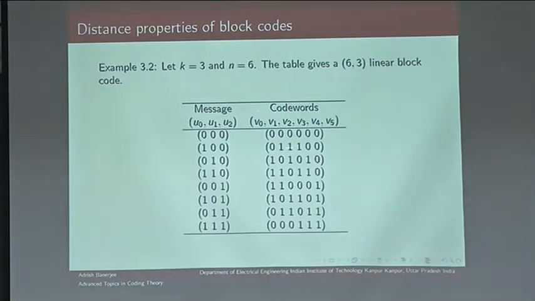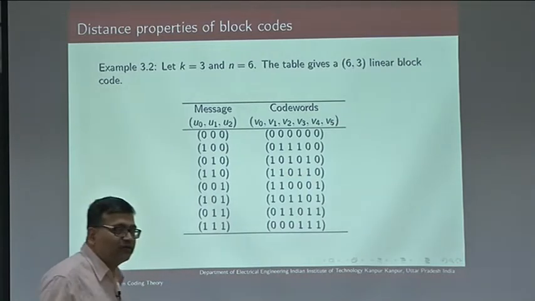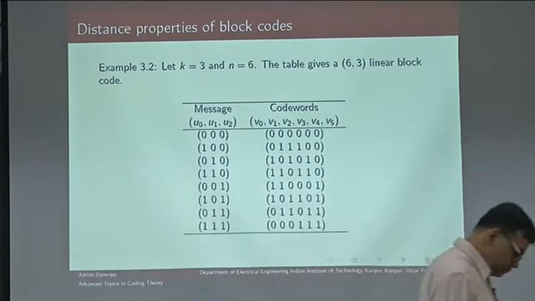So you can see there is one code word of 0 weight, which is the all 0 code word, and then there are 1, 2, 3, 4 code words of weight 3, and there are 1, 2, 3 code words of weight 4.